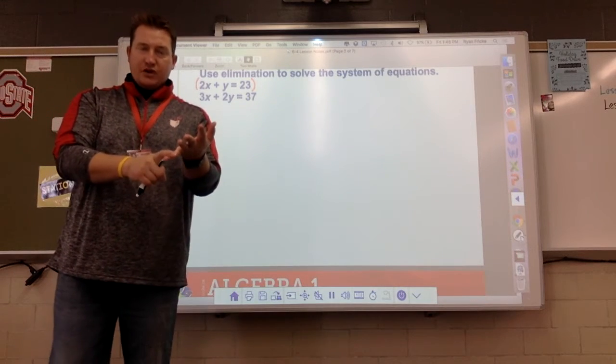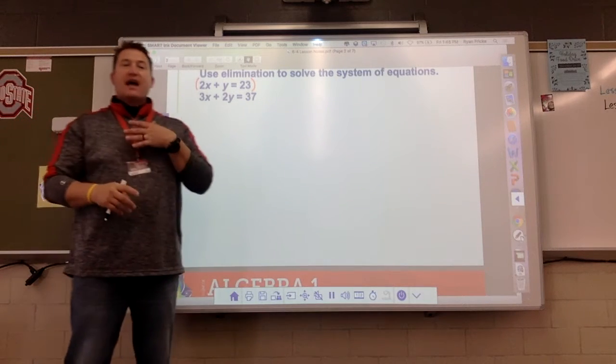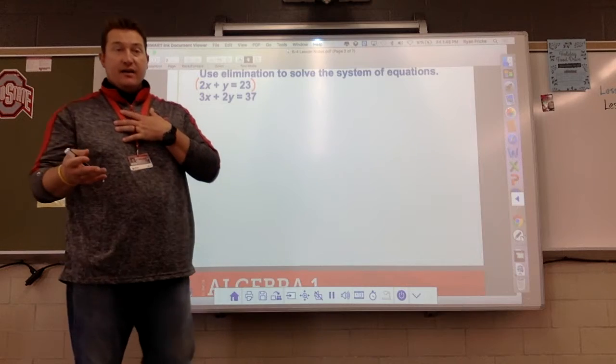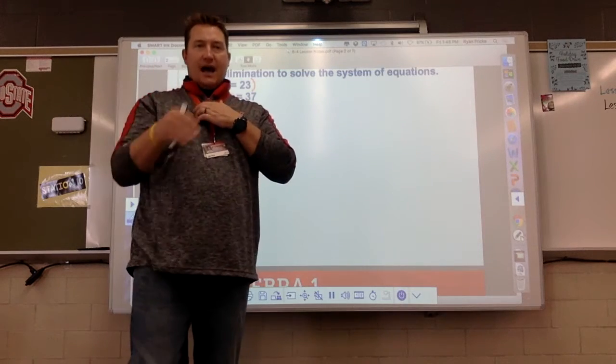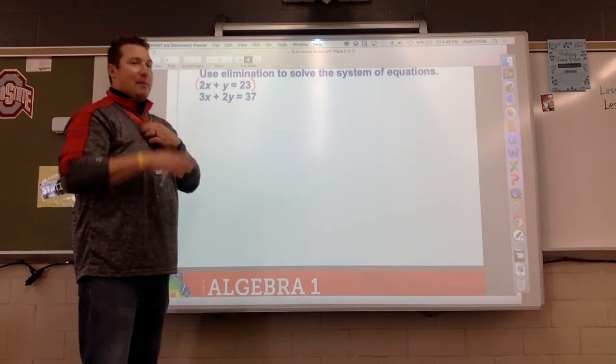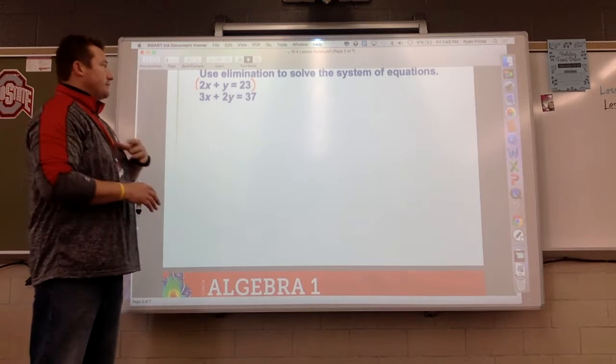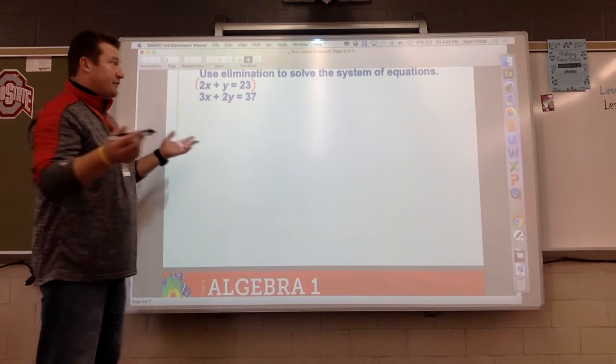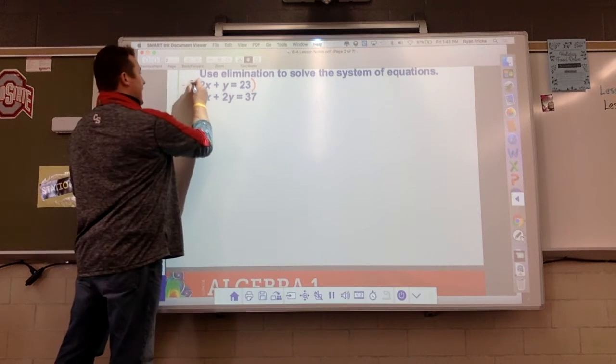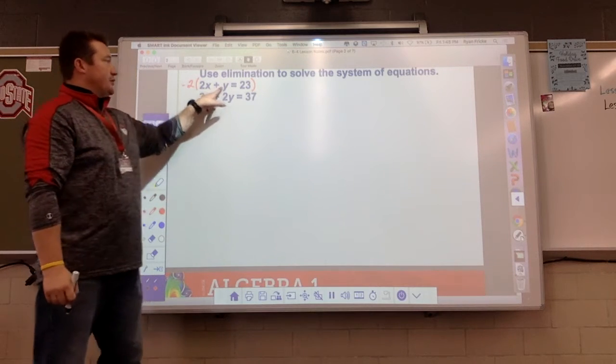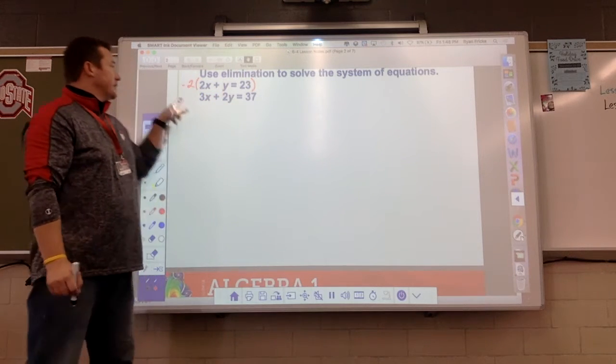Do you like to add your equations? Do you like to subtract? I think most of us like to add. Same subtract, opposite add. So I want to make opposite coefficients, okay? You don't have to, okay? But if I want to make opposites, I need to multiply by -2. That way I get a -2y here.